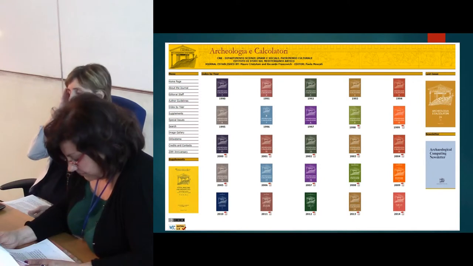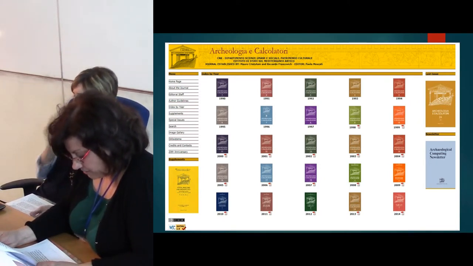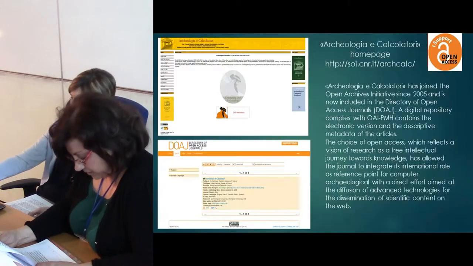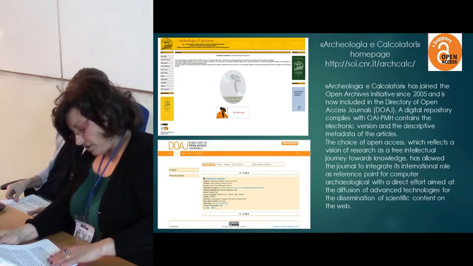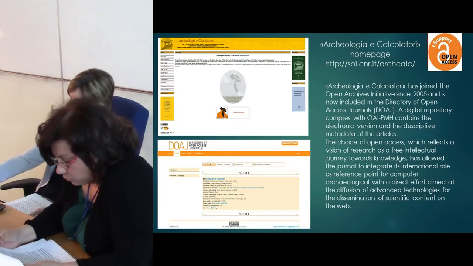As a result of these experiences related to text encoding, websites and knowledge sharing, since 2005, in addition to the paper format, Archaeologia Calcolatori became accessible also online, providing the more than 1,700 papers published since 1998 in PDF, downloadable and printable. The journal is now included in the Directory of Open Access Journals, the repertoire of electronic journals freely accessible online created by the University of Lund.